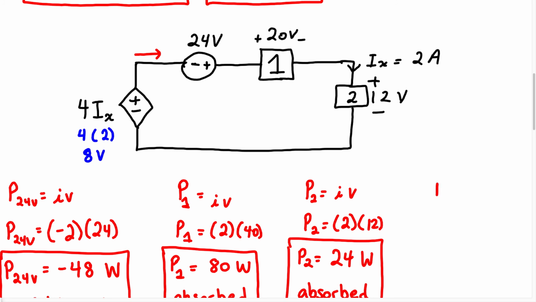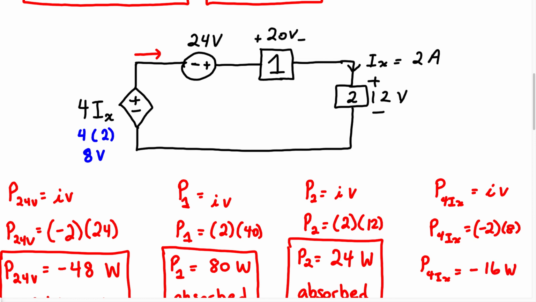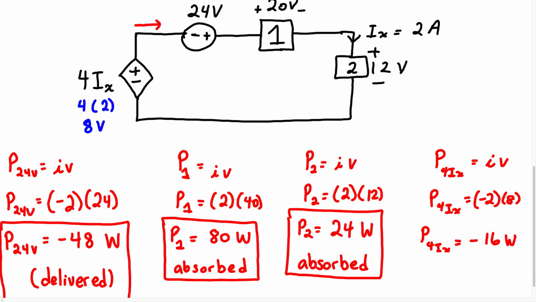All right, now let's write our equation. The power in the dependent source is going to be I times V. We know the current is 2 amps. But when this current travels through this particular source, it's going to go through the negative terminal and then the positive terminal. So this is a voltage rise. Because we have a situation like this, we're going to have a negative current. So we're going to say negative 2 times the voltage, which is going to be 8 volts, right? So when you solve for this, you're going to get negative 16 watts as your answer. And because this is a negative power, it's going to be delivered.